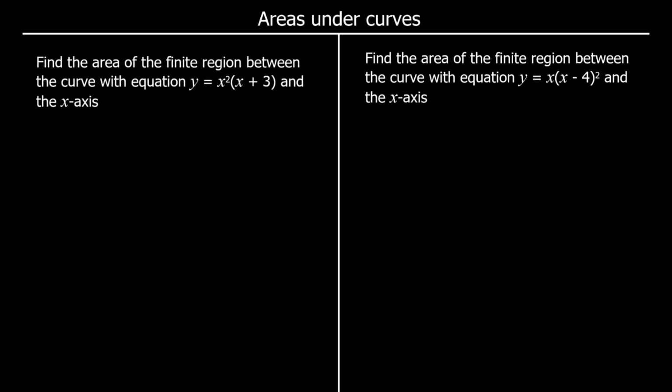Find the area of the finite region between the curve y equals x squared times x plus 3, and the x-axis. This time we haven't been told the points where it crosses the x-axis, but we want the finite region. So we've got our graph. It crosses the x-axis when y equals 0. That'll be at 0 and at negative 3.